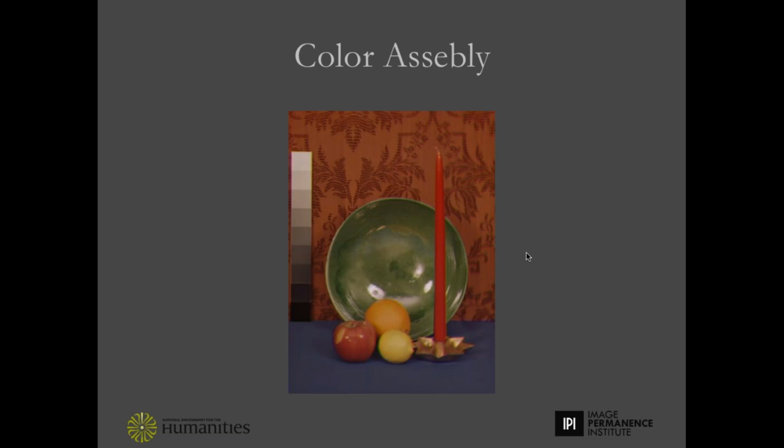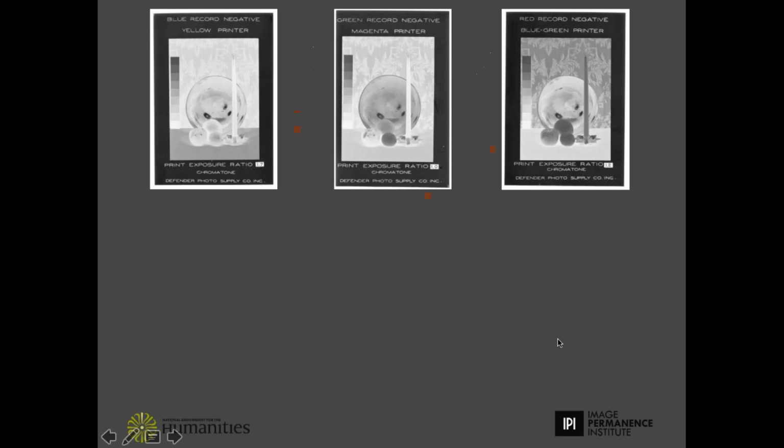So in our example, here's the scene being photographed. We have an orange, a lemon, a red apple, and this green plate, red candle. Here are the three separation negatives. Notice the images are tonally reversed, so they're negatives, and notice each negative is black and white, but each has different tonal values that correspond to the values of red, green, and blue in the scene. So the red apple and the red candle are darkest in the red record, here.